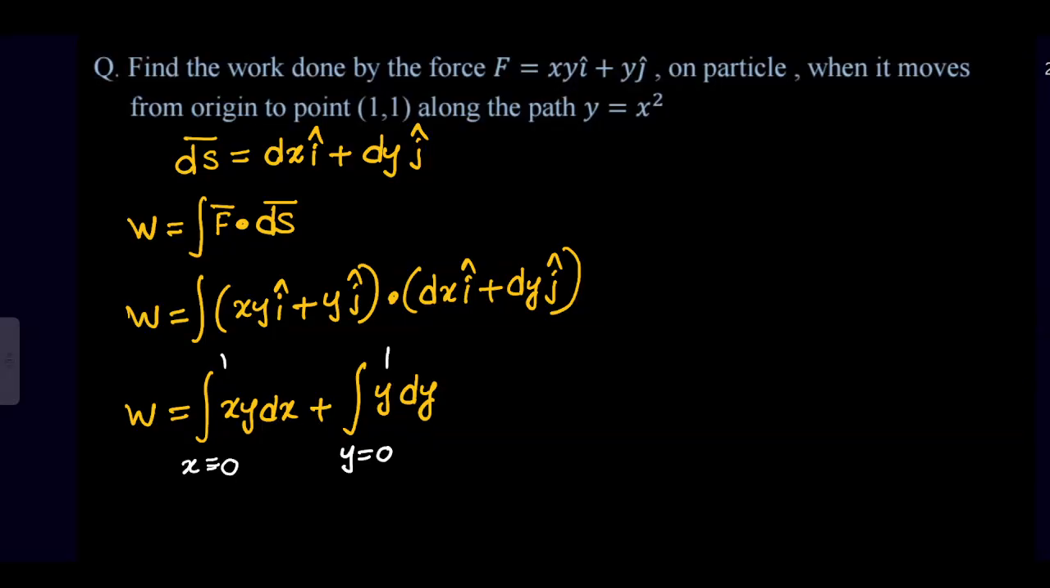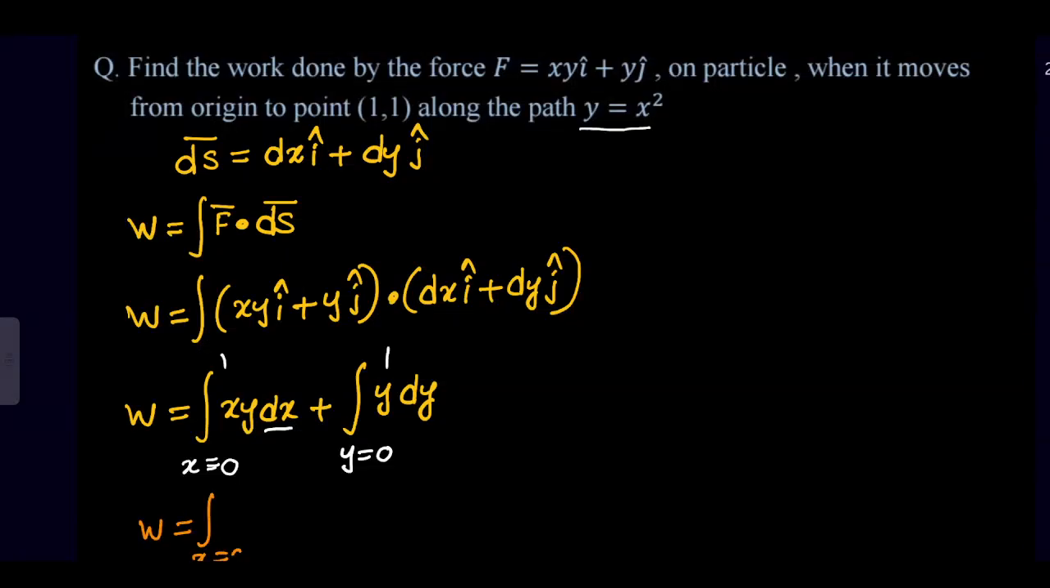Now you see this thing. Here we have the integration with x, so all the terms must be in x form only. Here we have y. We should replace y in terms of x. They have already given the relation: y is equal to x square. So in place of y, we'll place x square. And so tell me now what will come here.